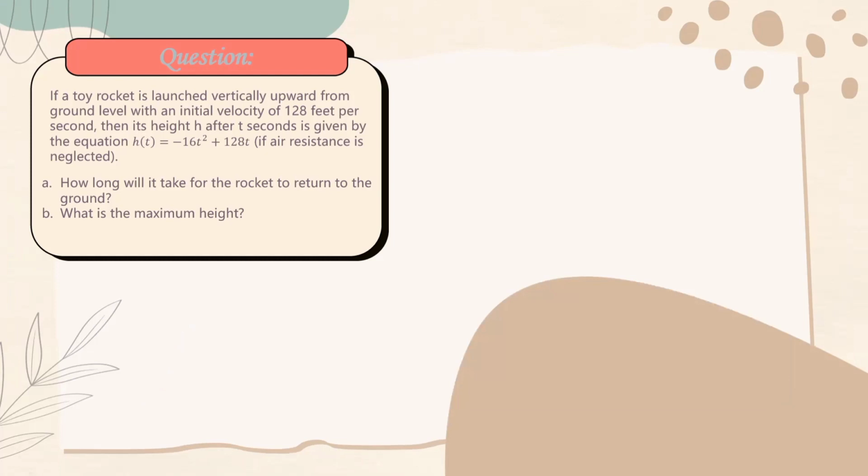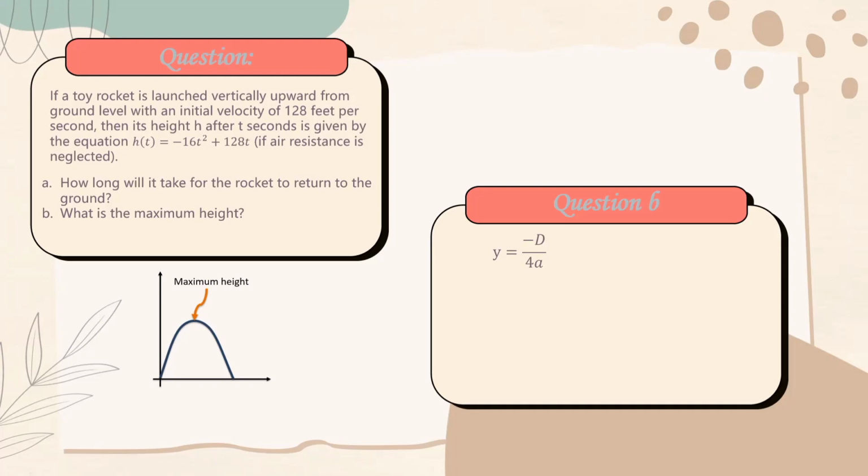For question B, what is the maximum height? We use the vertex formula. We can get the maximum height from the y coordinate of the vertex. The formula is y equals negative discriminant over 4 times a. Do you still remember the discriminant formula? The discriminant formula is b squared minus 4 times a times c. From h of t equals negative 16 t squared plus 128 t, we know b is 128, a is negative 16 and c is 0.